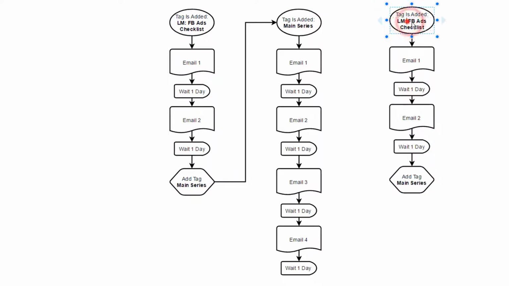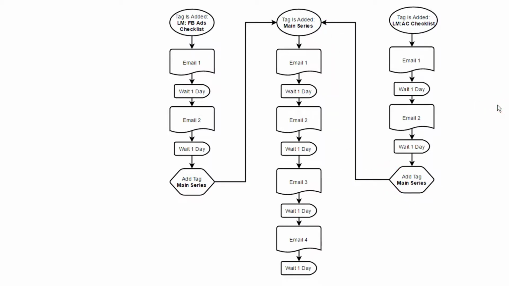So we'll consider this, we have a Facebook ads checklist. Let's do ActiveCampaign checklist. Maybe I'll just call it AC checklist for short. So tag is added, ActiveCampaign checklist, we'll send email 1, wait a day, email 2, wait a day, add tag main series, which will send them into our main series automation.